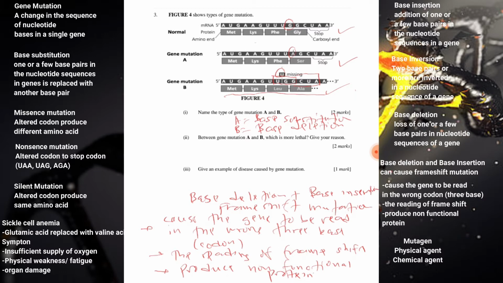Okay. So question number 2, between gene mutation A and B, which is more lethal? The answer is B. Why? Because base deletion can cause frame shift mutation here. The second answer is cause the gene to be read in the wrong 3 base or codon. The reading of frame will be shift and it will produce non-functional protein. Okay, give an example of disease caused by gene mutation. Okay, you can put sickle cell anemia, or thalassemia.